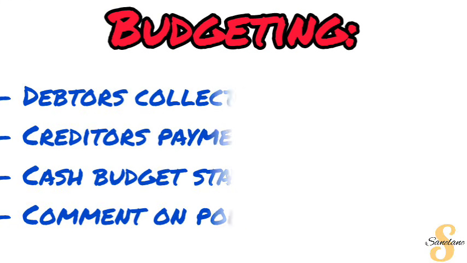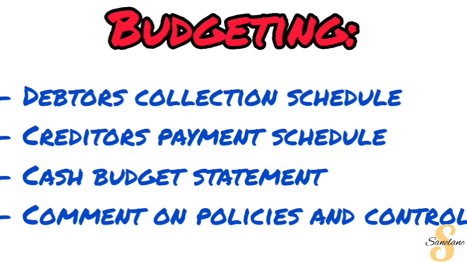The last topic on your scope is the topic of budgeting. Within budgeting, we have a debtors collection schedule and a creditors payment schedule. Now, these two schedules happen to be one of the things that can be most challenging when it comes to budgeting, not because they are difficult, but because they are easy to forget. So practice is going to be your best friend when it comes to this, because they are one of those things that, once you know them, you know them.